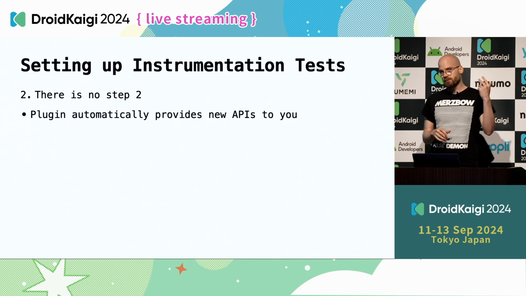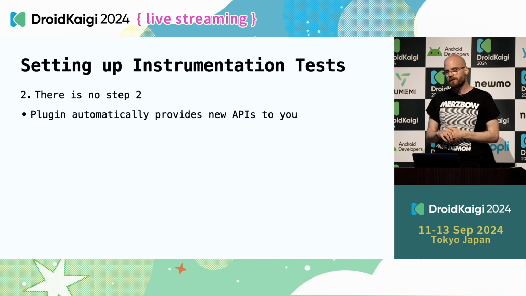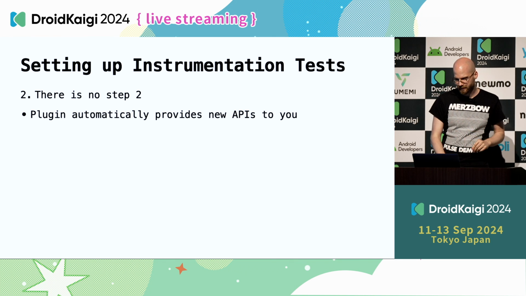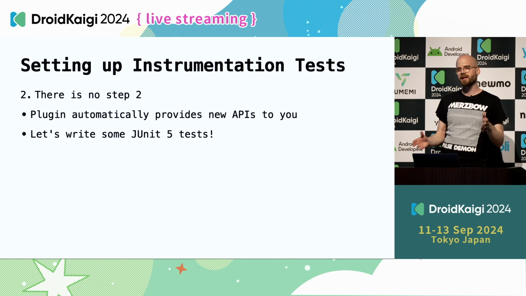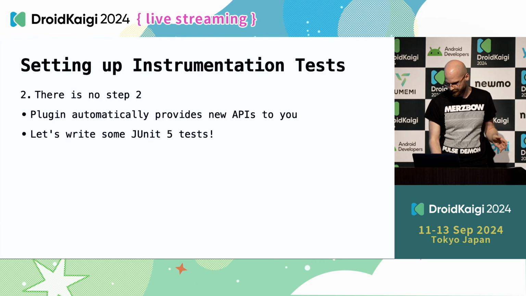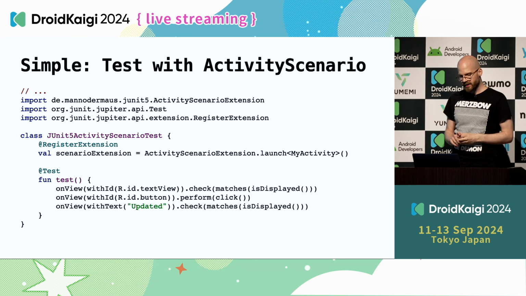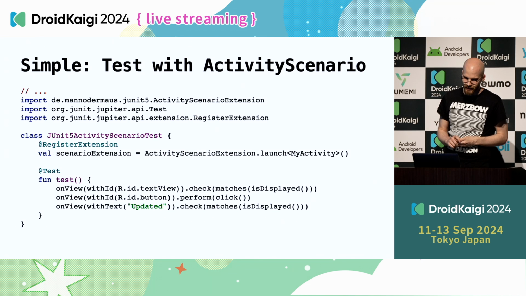The plugin that you applied previously will give you the new APIs that you need automatically, based on what you use in your project. I will highlight these new APIs as we get to them. So with that all out of the way, let's finally write some JUnit 5 tests. Here is a basic test with activity scenario.